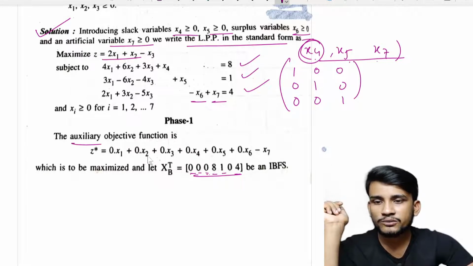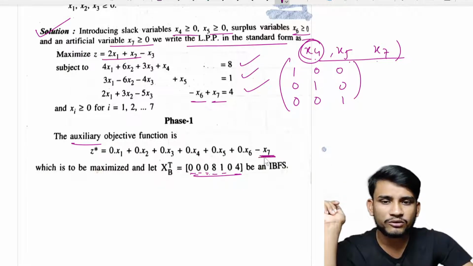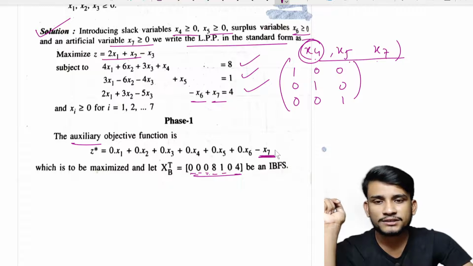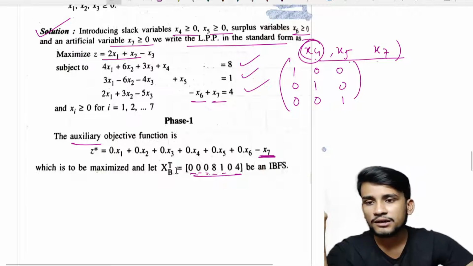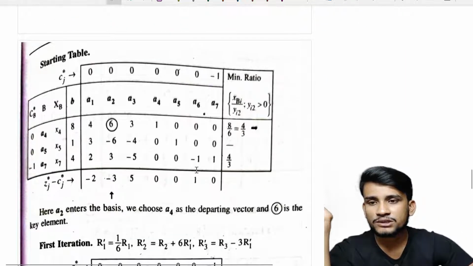Now we form the auxiliary objective function. In this case the only variable present with a negative sign is the artificial variable. Okay, so this is the auxiliary objective function. Now starting the table.